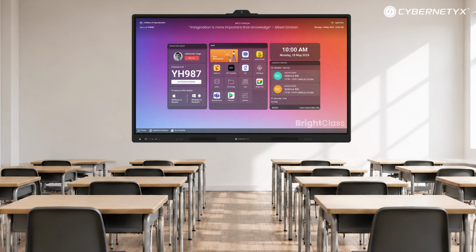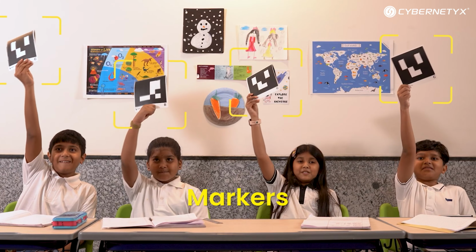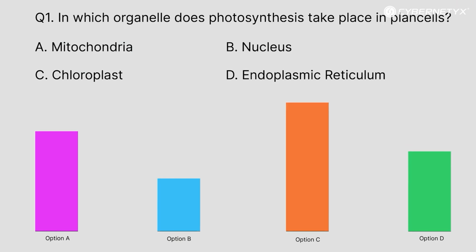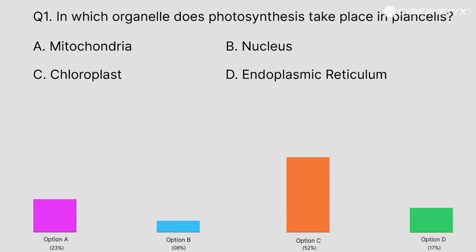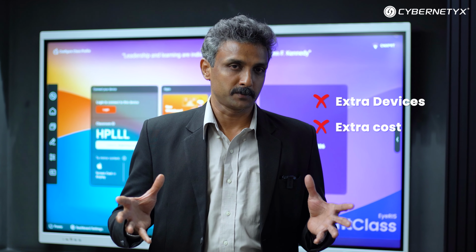So based on feedback from schools, we explored a similar way to handle this. Instead of adding another system, we used what's already there, the camera. With simple printed markers, students just hold up their answers. The camera reads every response instantly. And right on the board, the teacher gets a complete polling result. An overall view of how the class has responded and whether the topic needs to be reinforced. No extra devices, no extra cost, but full participation.